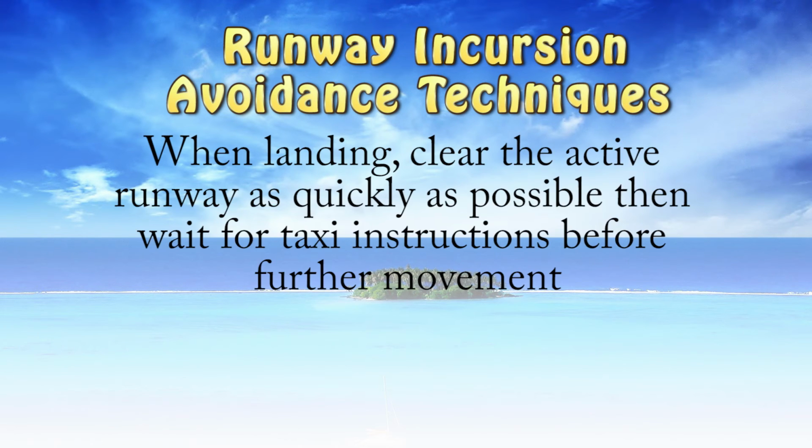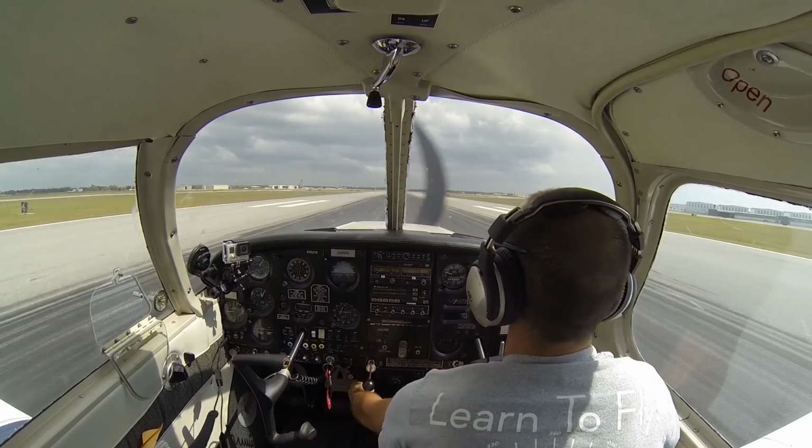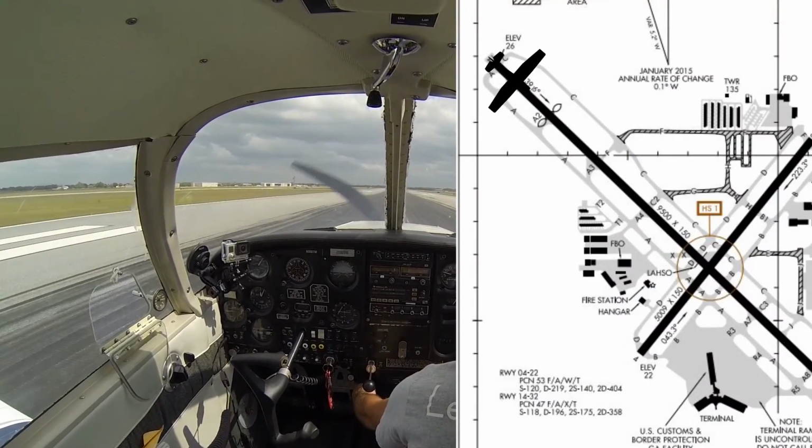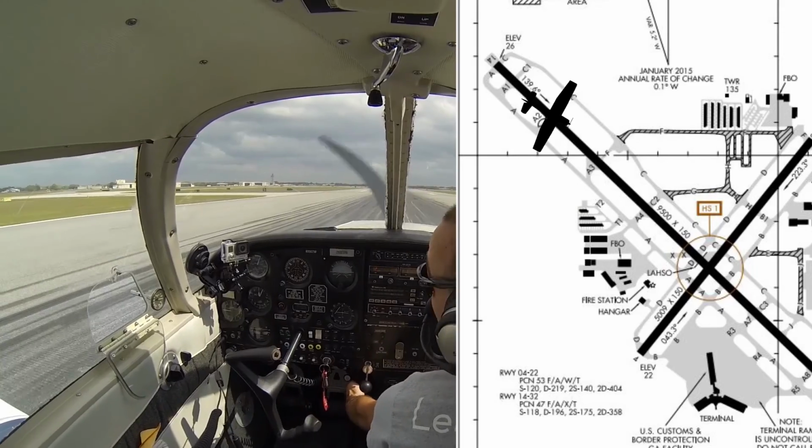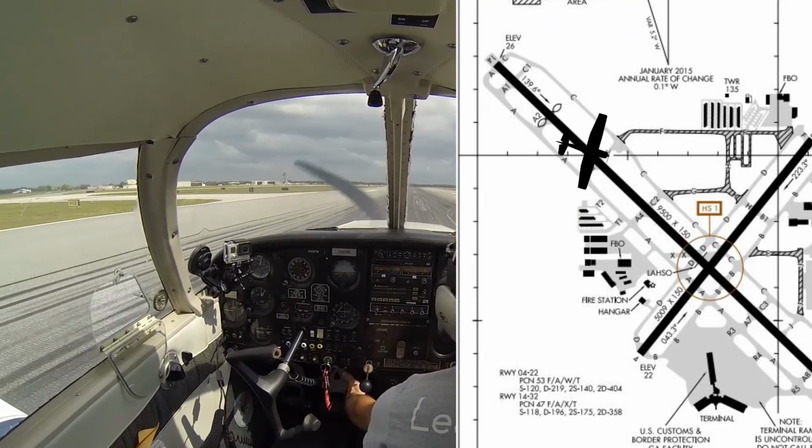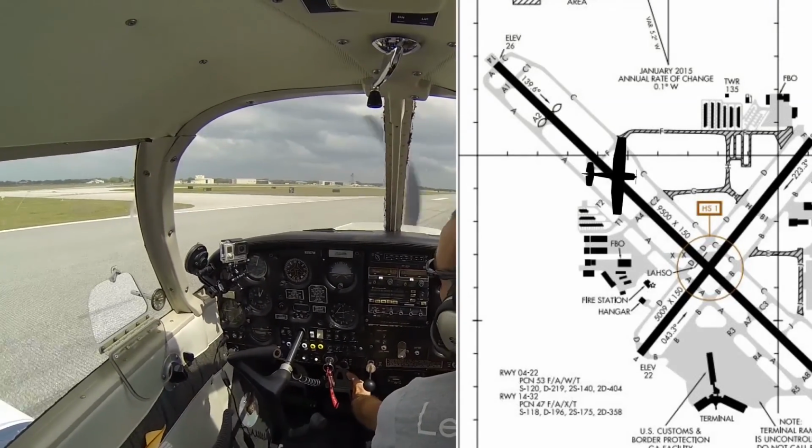When you're landing, clear the active runway as quickly as possible, then wait for taxi instructions before further movement. So get off the runway safely and quickly, and then do not let those wheels turn again until you have taxi instructions, a taxi clearance to wherever it is you're going. Make sure you get your tail across the hold short line and stop there. Go ahead and slow down, and we'll make Charlie 2 here on the left. Delta. And if we don't get instruction, we can turn off at whatever taxiway we'd like. We just want to vacate that runway as soon as practical.